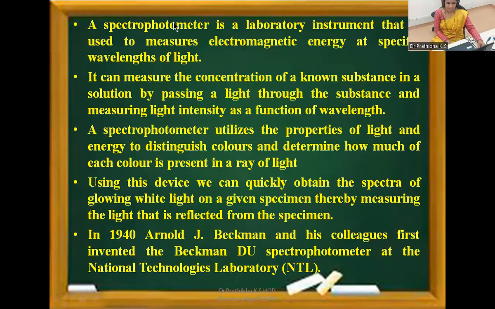Here I've mentioned the spectrophotometer. You need to explain the spectrophotometer, which is a laboratory instrument used to measure electromagnetic energy at specific wavelengths of light. It can measure the concentration of known substances in a solution by passing light through the substance and measuring the light intensity as a function of wavelength. Please refer to all this information and write about the spectrophotometer.